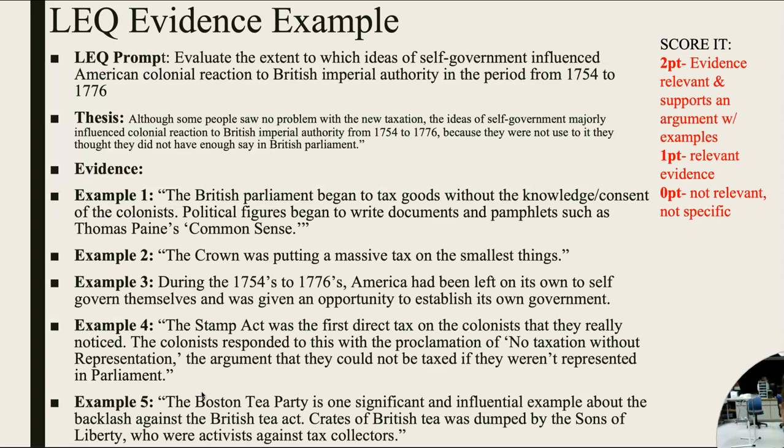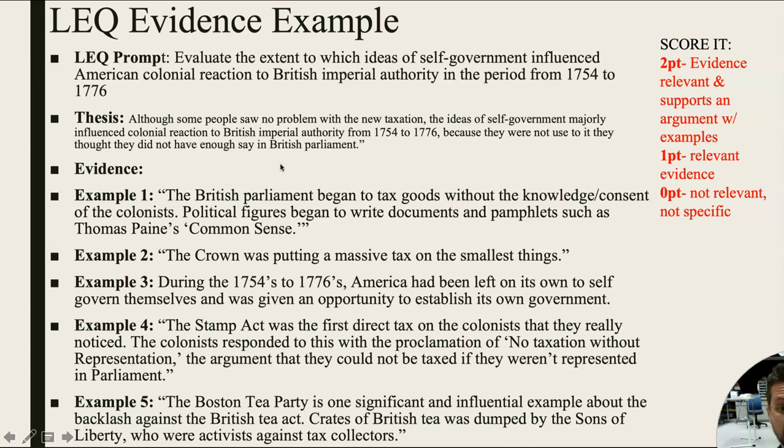All right, at this time, I want you to take a second. I want you to pause the video, and I want you to watch or read through the prompt, read through the thesis, and then look at the examples and tell me if they get the evidence and support point. Figure it out. There are 5 examples here. Figure it out first. I do want to also point out that this is not a great thesis statement. It's a pretty mediocre thesis statement because they were used to it and they thought they did not have enough say in British Parliament. Right? Not a super strong thesis statement, but see if this evidence would get the point. All right, pause it now.